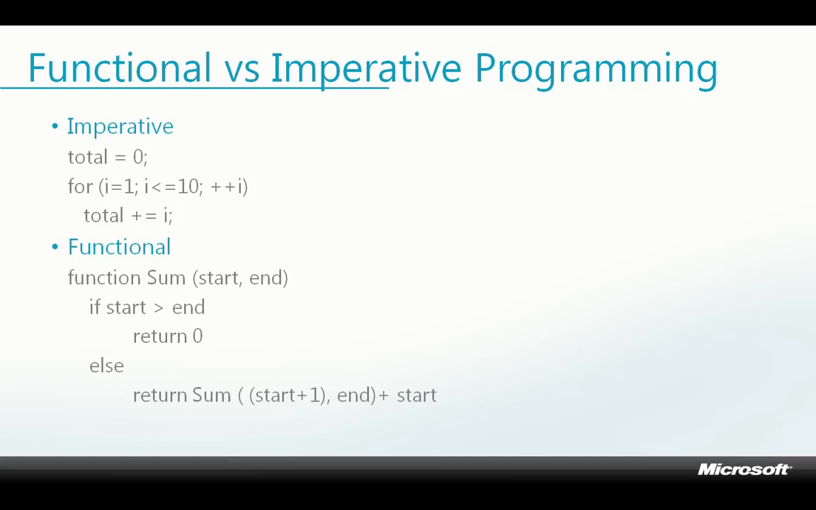There are no changes to values or state in existing objects as this function executes. And there are no changes at all, of course, to anything that isn't part of the function. So there's no unanticipated side effects. While our procedural loop changed the value of total and also the value of I as it was executing.